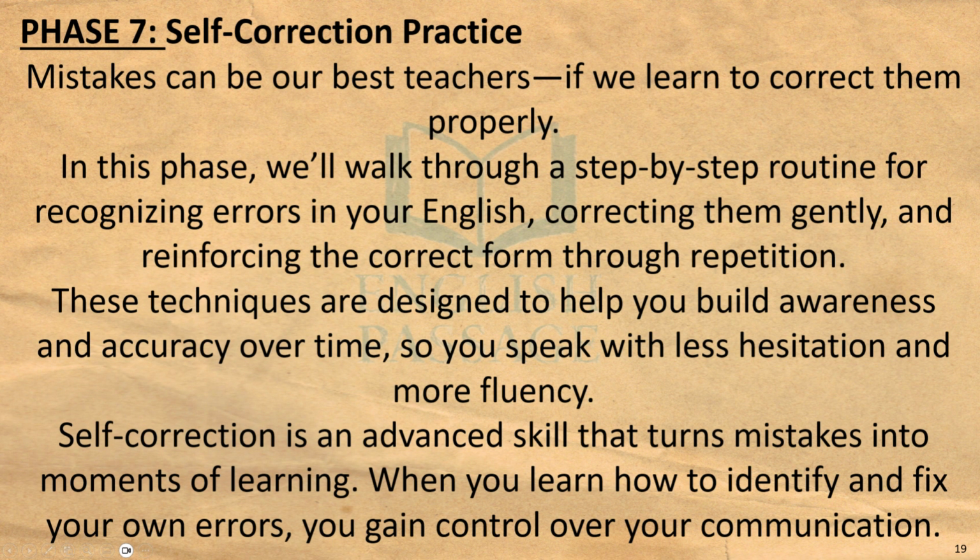Phase 7. Self-correction practice. Mistakes can be our best teachers if we learn to correct them properly. In this phase, we'll walk through a step-by-step routine for recognizing errors in your English, correcting them gently, and reinforcing the correct form through repetition. These techniques are designed to help you build awareness and accuracy over time, so you speak with less hesitation and more fluency.